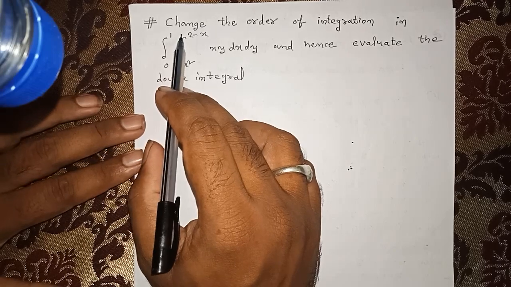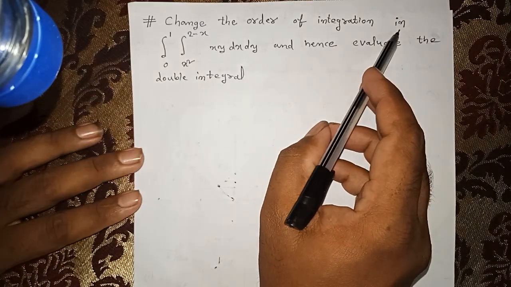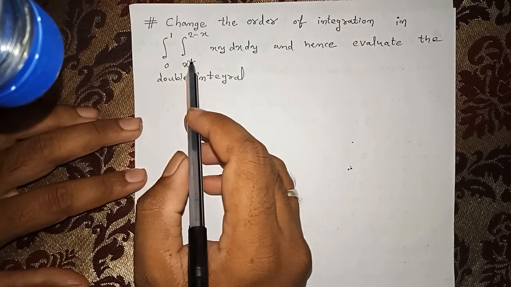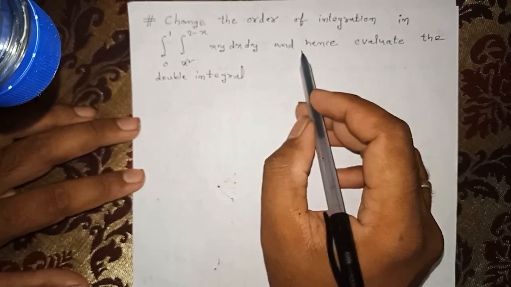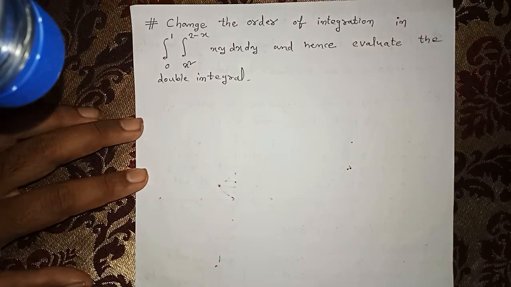Here is the problem. Change the order of integration in the integral with limits 0 to 1, integral with the limits x square to 2 minus x, xy dx dy, and hence evaluate the double integral.